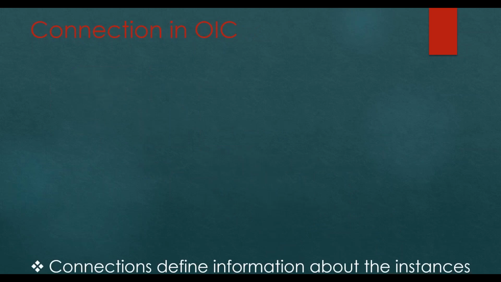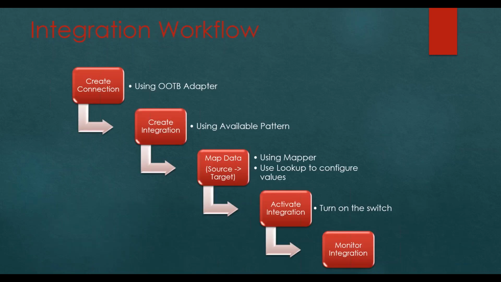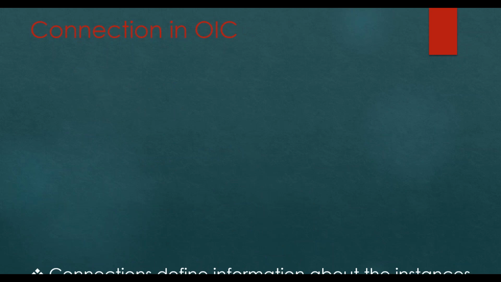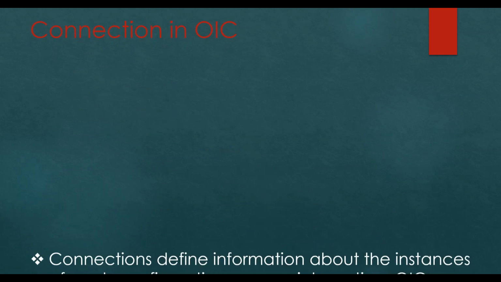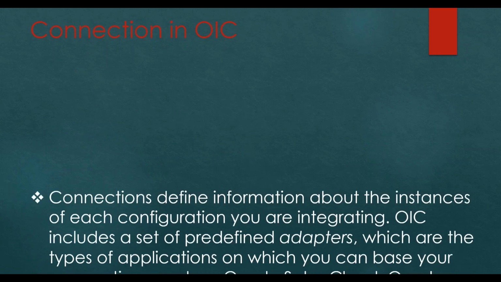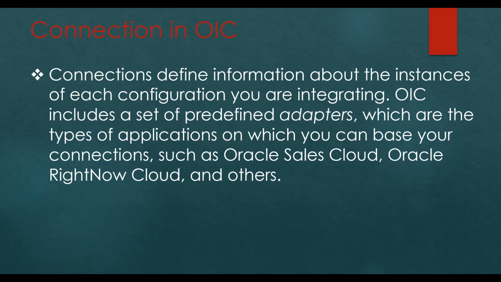Now, I talked about how, in order to create an integration, you have to do multiple things. First is the connection, the second is the integration. If we talk about connection, what is a connection? Let's say in Java, I need to build connectivity with the database. So what you do is create a database connection with the help of a connection string. Then only will you be able to perform queries over the database.